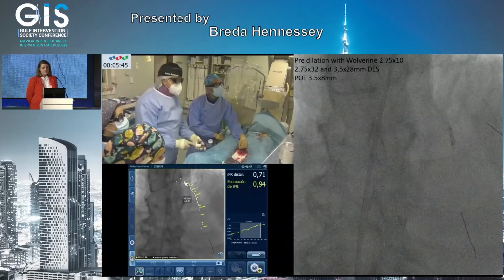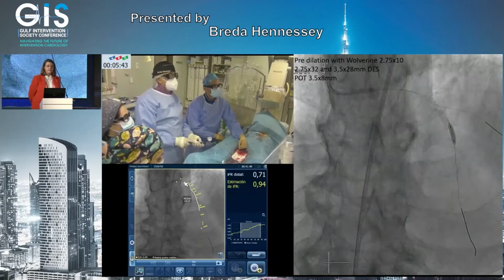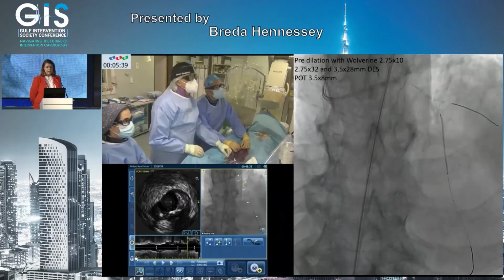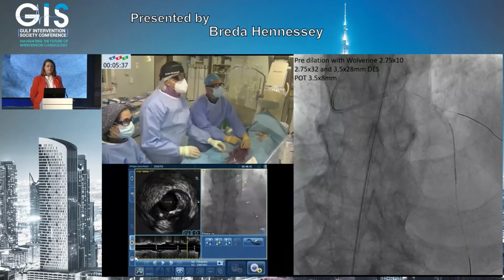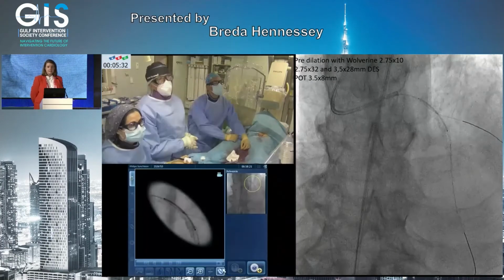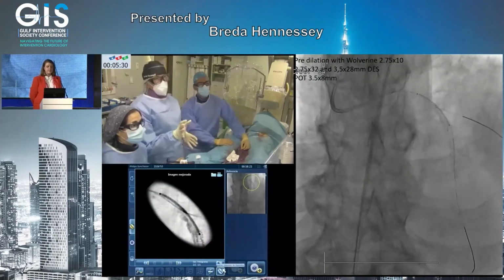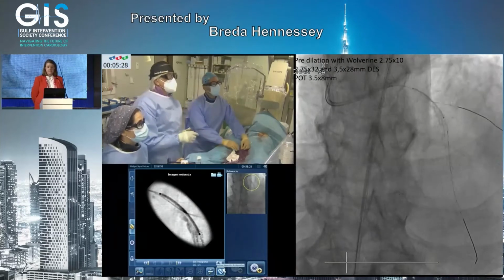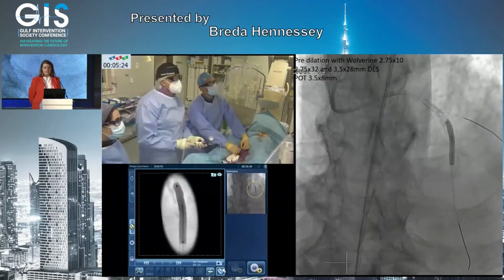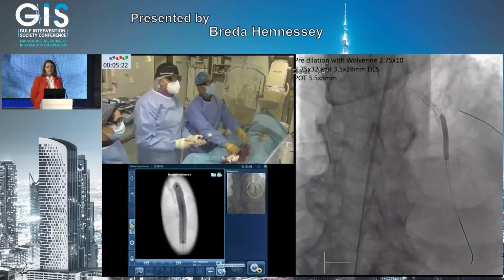So in terms of this treatment, we've pre-dilated with a Wolverine balloon, which seemed to expand very well. We then advanced a 2.75 by 32 millimeter stent to our distal landing zone, deployed at high pressures. Here we're using the SyncVision technology just to check that our proximal stent, which is a 3.5 by 28 millimeter stent, is overlapped with the previous one.